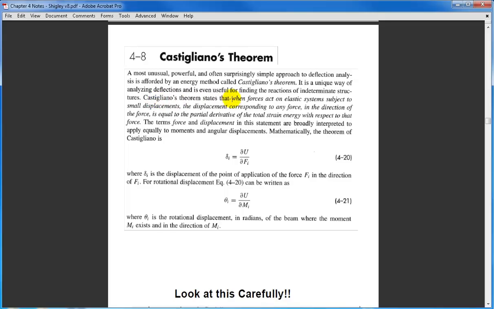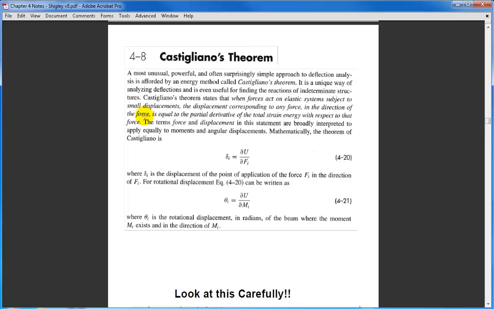Castigliano's theorem states that when forces act on a structure subject to small displacements, not large displacements, when that happens, we can calculate the displacement that corresponds to the force. Correspondence means we can calculate the displacement at the place where the force is applied and in the direction of the force.